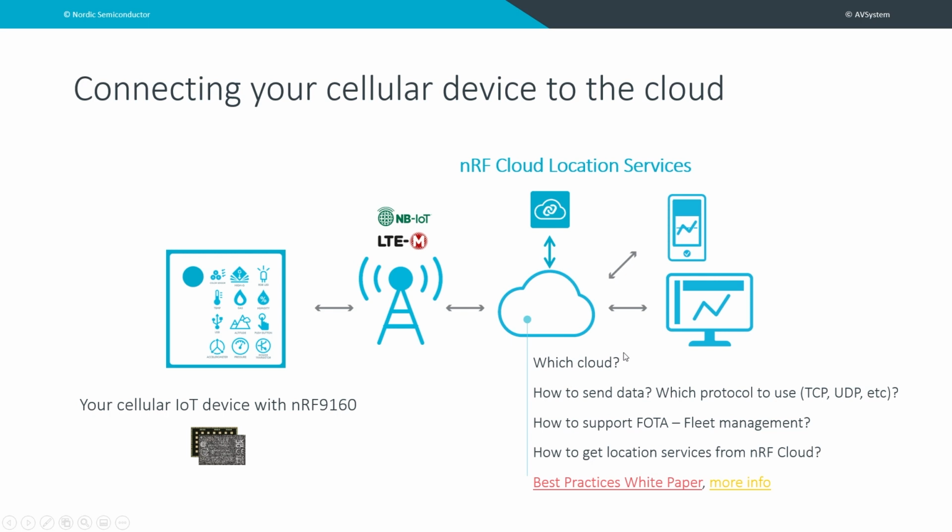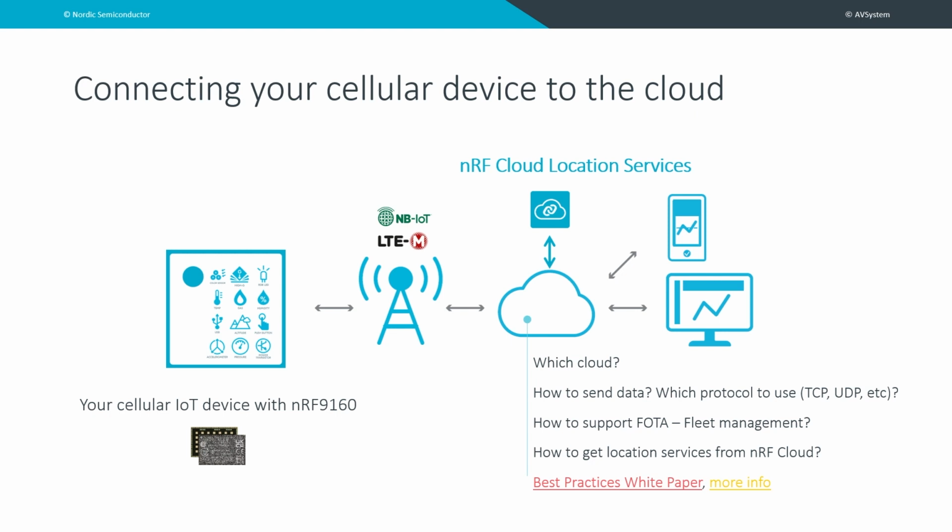Of course, you need to make the decision: which cloud do you want to use? How do you want to send the data? How much data are you going to send? Which protocol do you want to use, UDP or TCP based? Depending on which cloud you use, they will have a set of supported protocols, so that might constrain you a bit. Do you need to support firmware over-the-air updates, fleet management? Do you need location services, and how are you going to get the location services from nRF Cloud?